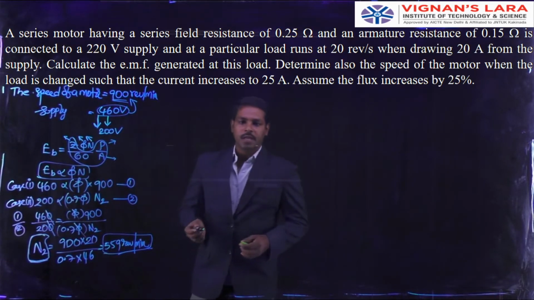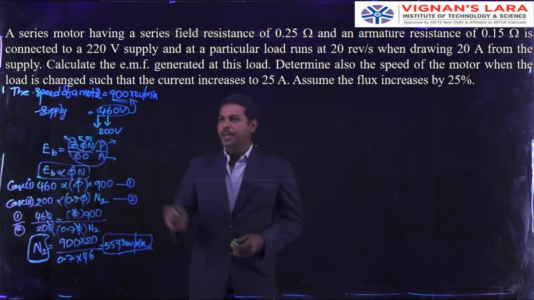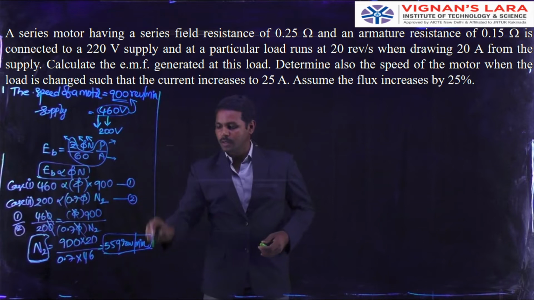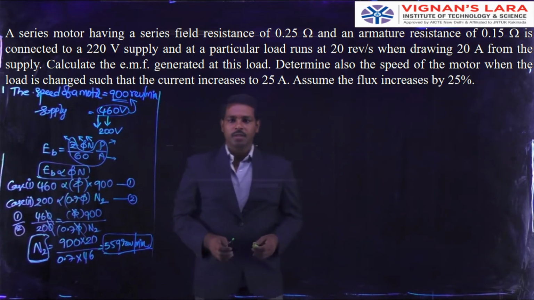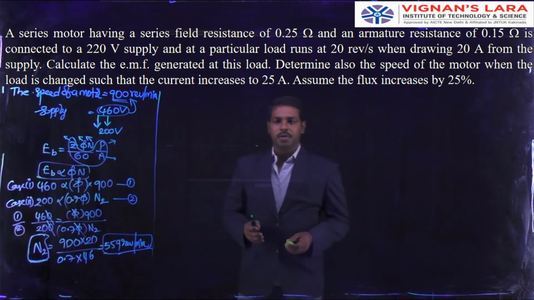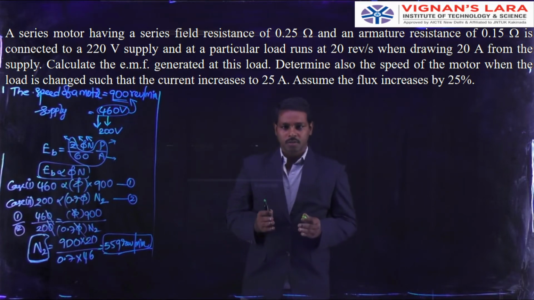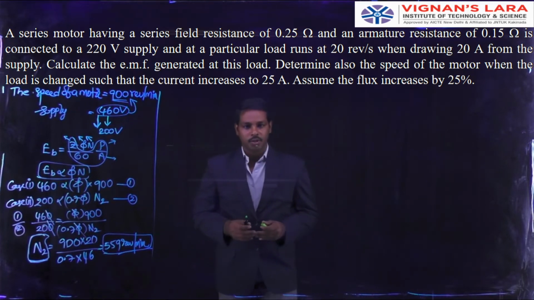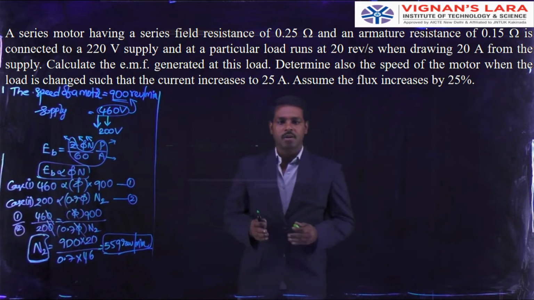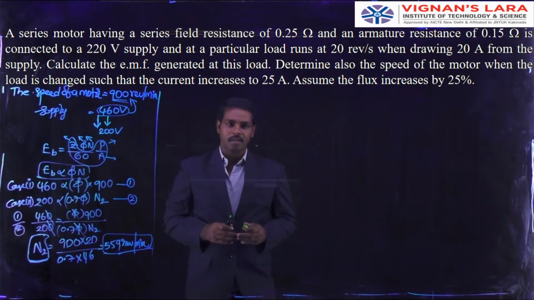Another problem: a series motor having a series field resistance of 0.25 ohm and armature resistance of 0.15 ohm is connected across a 220 volt supply. At a particular load, it runs at 20 revolutions per second when drawing 20 amperes from the supply.